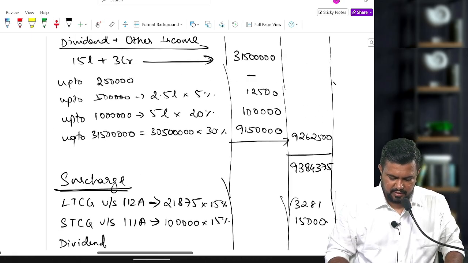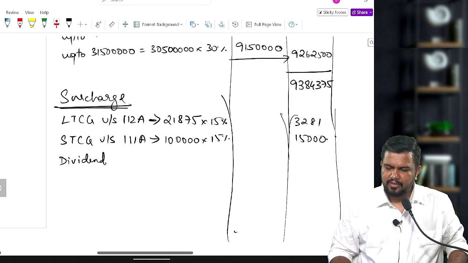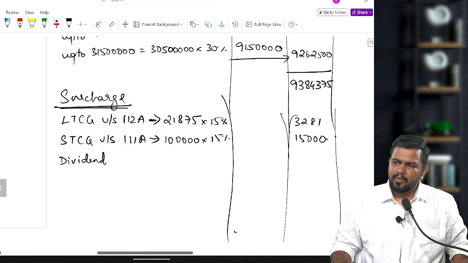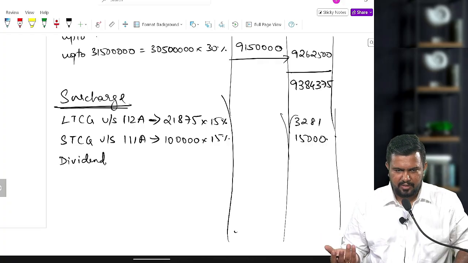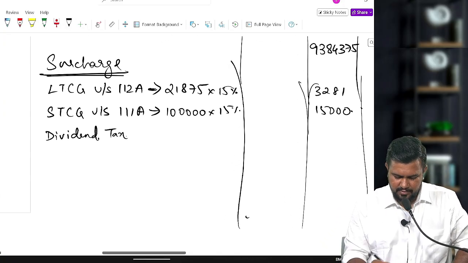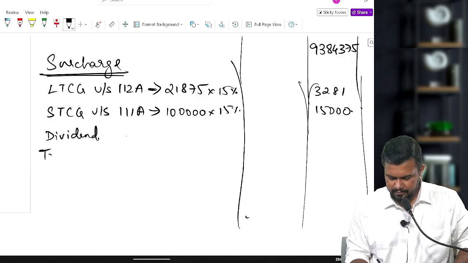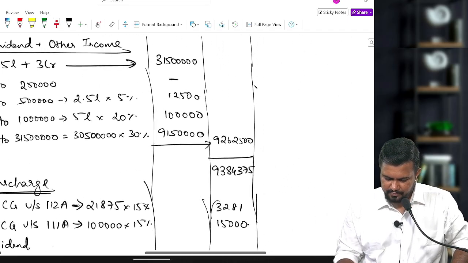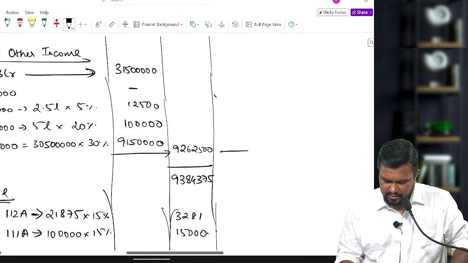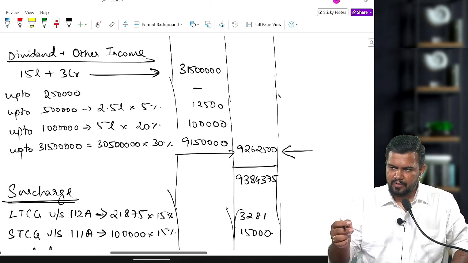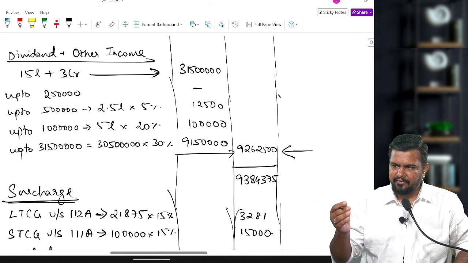Now for dividend, you don't know what the tax on dividend is. So first you have to find out the tax on dividend. How to find out? Using the proportionate method. 9262500 is the tax on dividend plus other income. So what will be the tax on dividend? We have to find out.